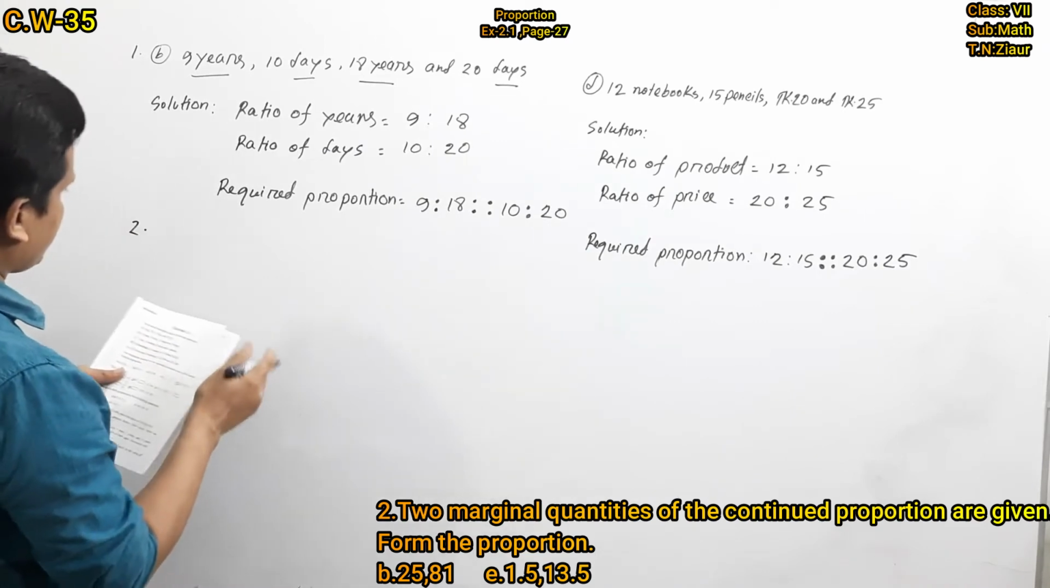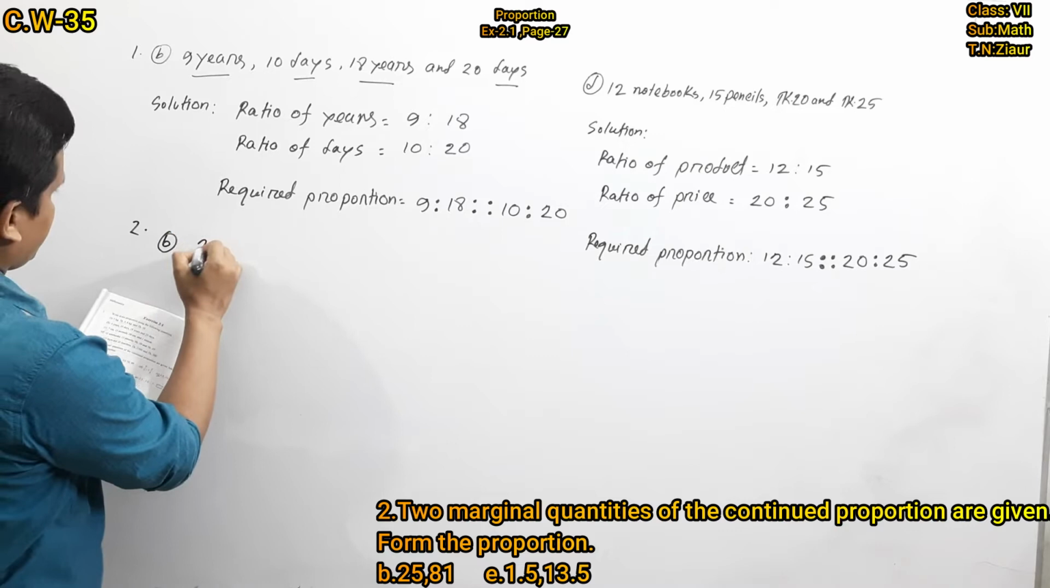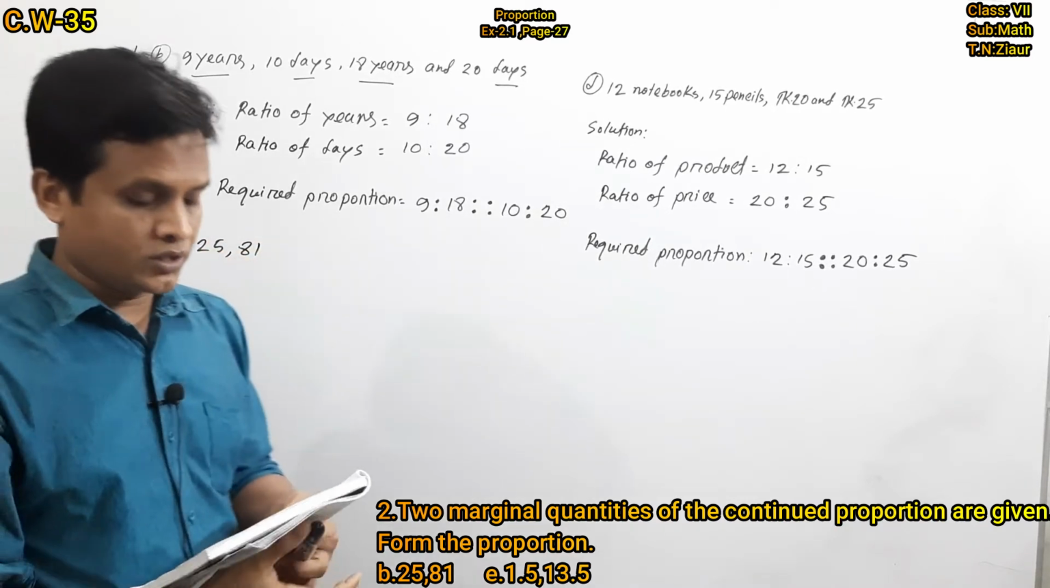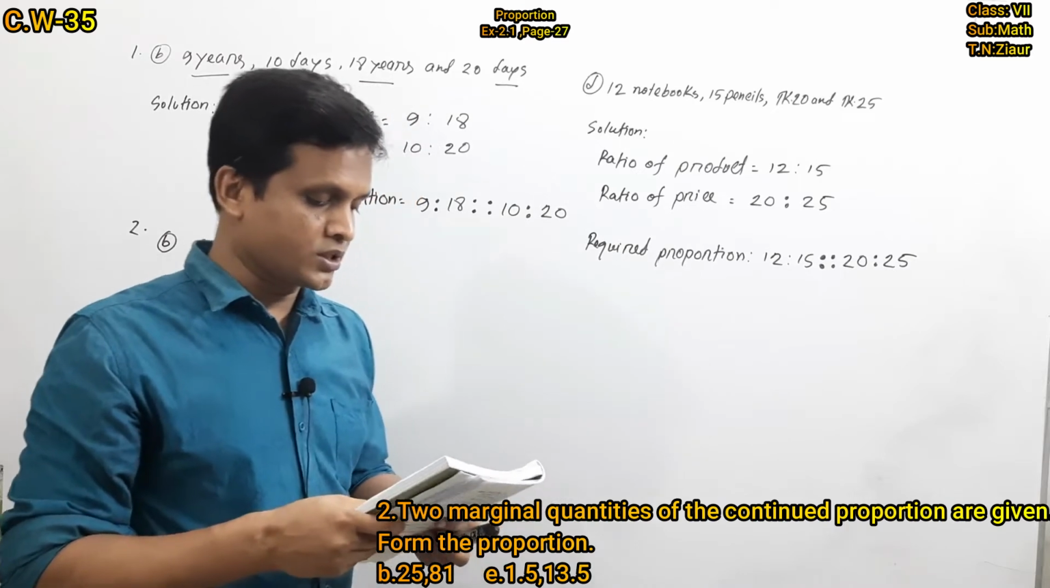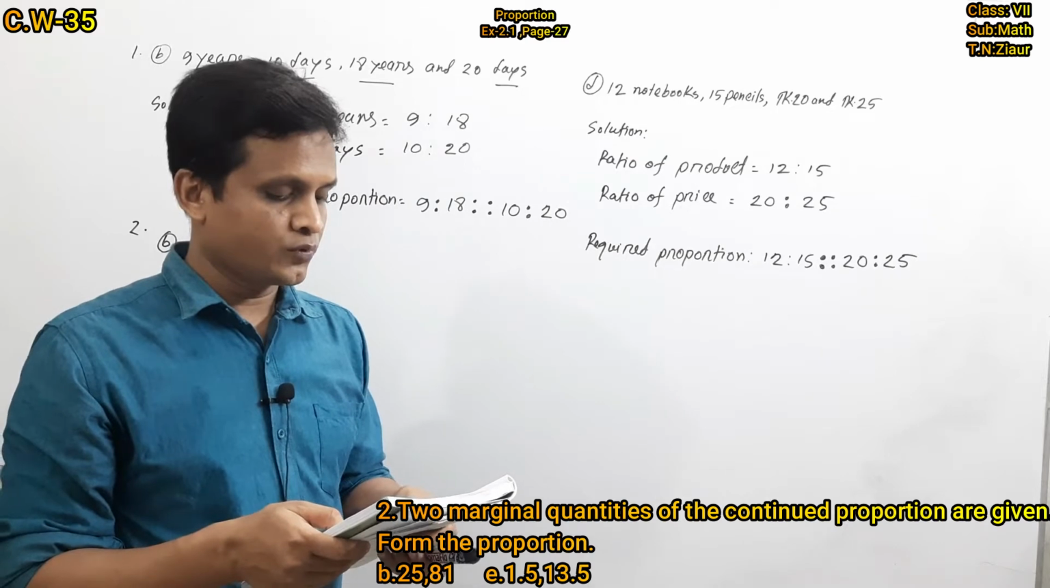Students, now we'll solve two numbers. B number first we will solve. So B number here given 25 and 81. But here given in B number, two marginal quantities of the continued proportion are given below from the proportion.